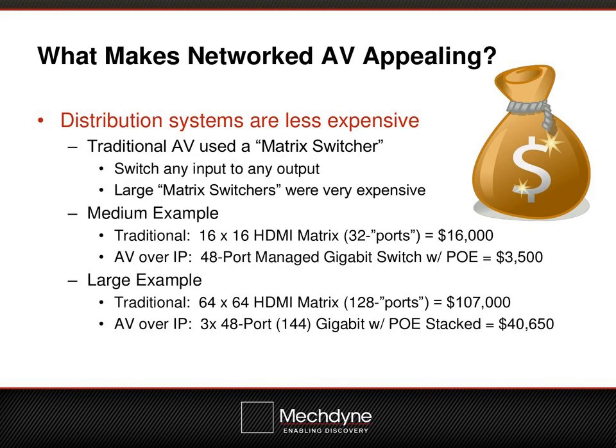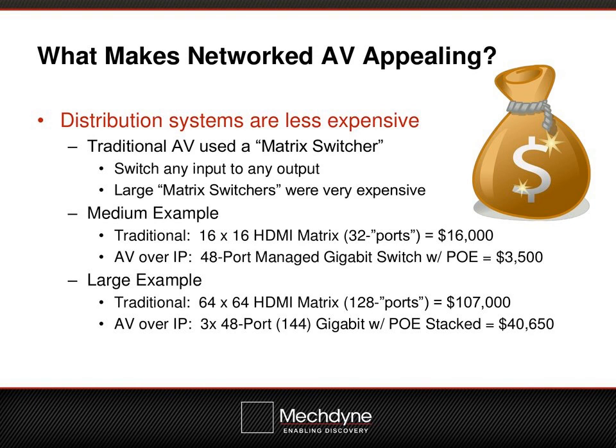So let's talk about money. That's always a big impact on a lot of these things. One of the things that we like about networked AV is, especially as you start looking at a large distribution of AV devices that all need to be connected, it's much less expensive to do that in a networked AV scenario. In traditional AV, if you wanted to connect a lot of devices together, you might use what's called a matrix switcher. It allows you to switch anything that's connected to an input to anything that's connected to an output. It's very flexible that way. However, a very large traditional AV matrix switcher can be very expensive.